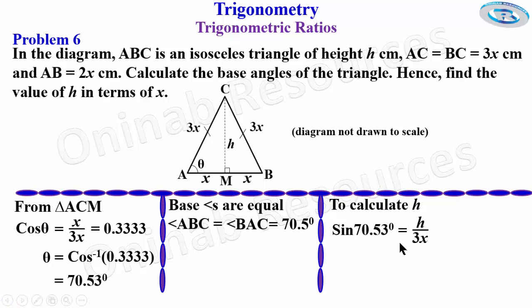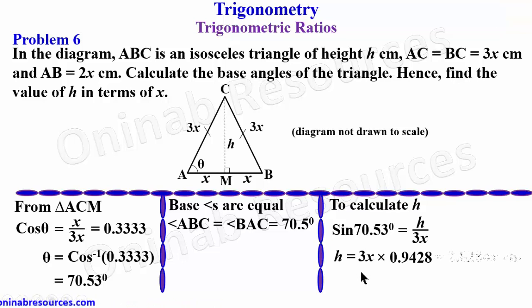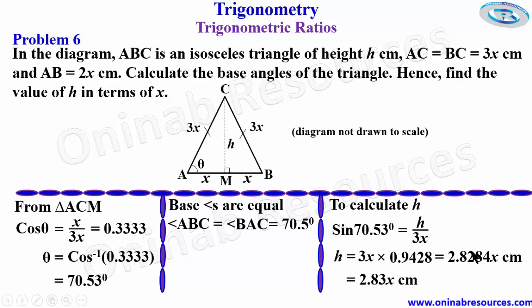So making h the subject of the relation, we have h is equal to 3x times 0.9428. The 0.9428 is the value of sine 70.53 degrees. So from our calculator, we have it as 2.8284x centimeters. And to three significant figures, we have it as 2.83x centimeters. The third significant figure is 2, and the fourth one is 8. We round it up, add 1 to this 2 to make it 3.